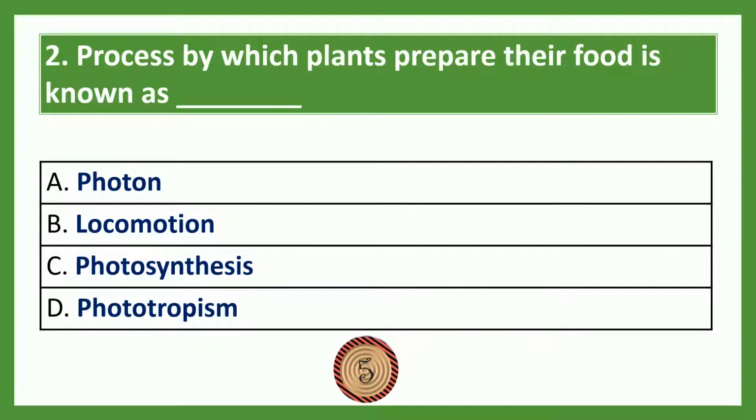Select the plant among the following in which the stem stores food. Option A, mango. Option B, carrot. Option C, spinach. Option D, ginger. The answer is option D, ginger. In ginger, the stem stores food and becomes swollen. The ginger we eat is actually a swollen stem.